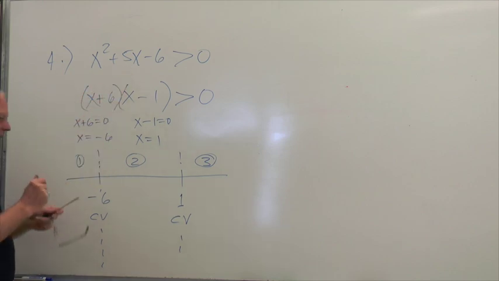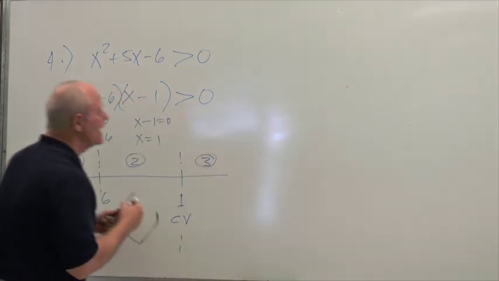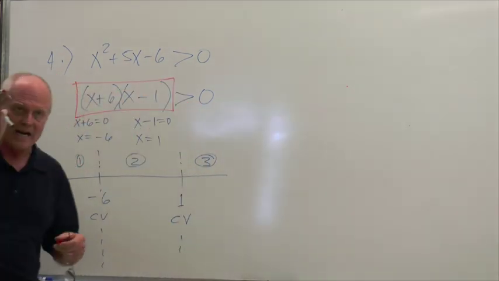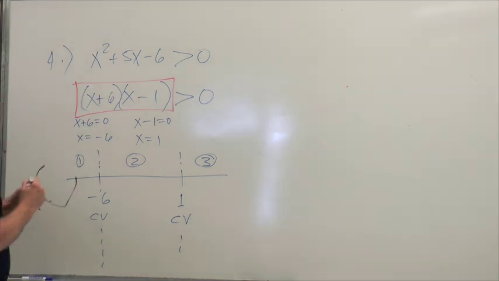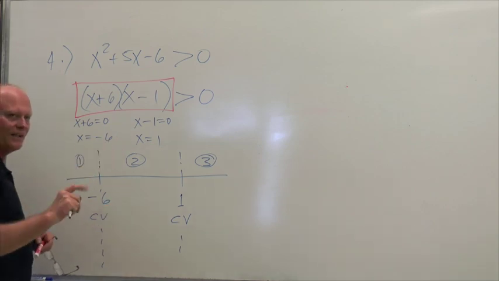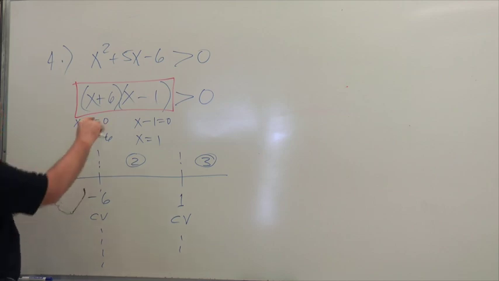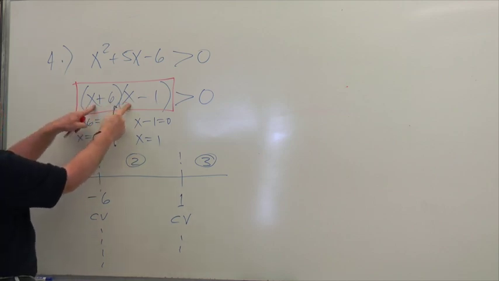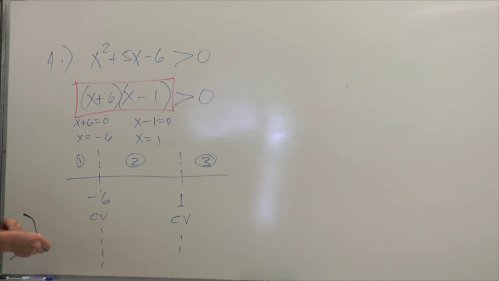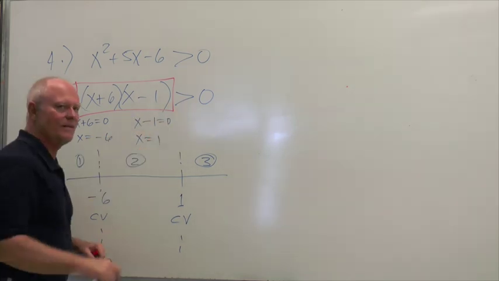Now the easiest way to look at this one, guys, is if you plug it back in here, all you have to do is see how the signs play out, right? Okay. What number is between -6 and 1? 0. Which is nice, right? Because 0 is nice to work with. If you plug a 0 in here, what do you get? 0 plus 6 is 6. 0 minus 1 is -1. You get a positive times a negative, which is a what? Negative.